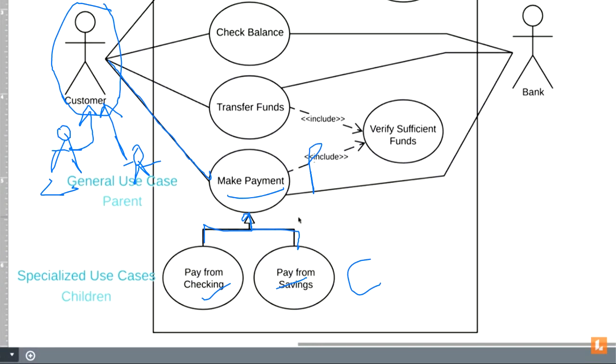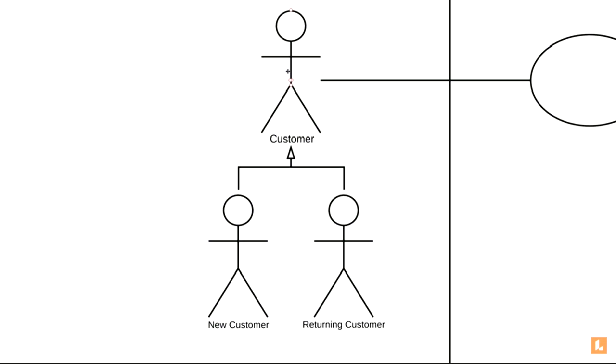Why do you think we can do that? Because as I told you, you are the developer, you are the artist, you can do whatever you want, no issues. For example, for the actor customer, there can be two types of customers: someone who is a new customer, or a customer who is a returning customer. For example, suppose you are writing a use case diagram for an examination system.